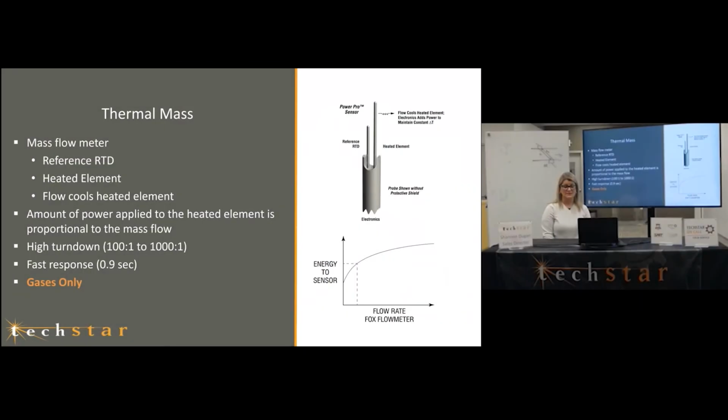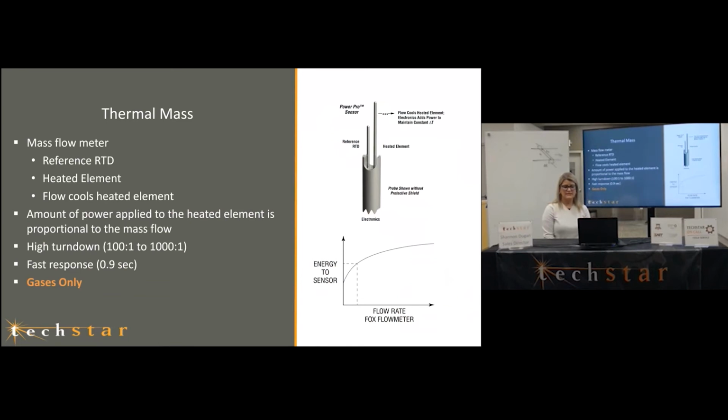Thermal mass meters use thermal properties of a gas in order to measure the flow in a pipe or a duct. So these flow meters are really for gas only, and I would also not recommend them for steam because any kind of liquid droplets can affect the accuracy of these meters.